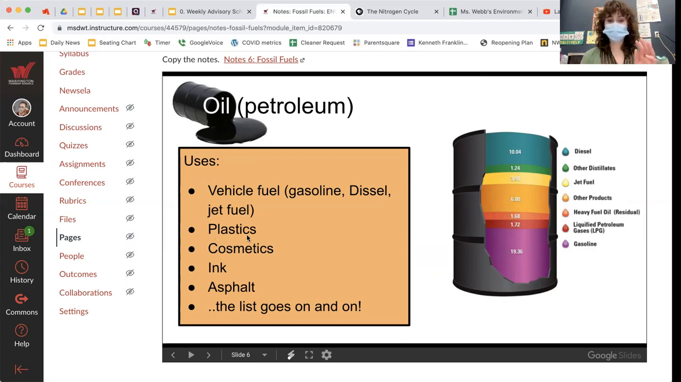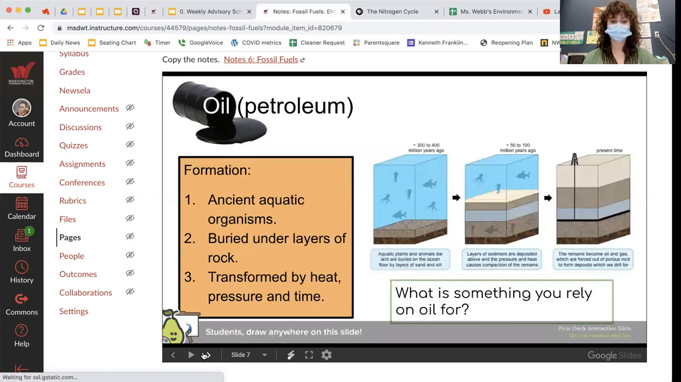Plastics. Everything plastic is a product of petroleum. Cosmetics. Things like Vaseline, chapstick, lipstick, mascara, anything kind of oily that we use in makeup. Ink, pen ink. Asphalt, so like what they use to pave driveways and parking lots. The list goes on and on.